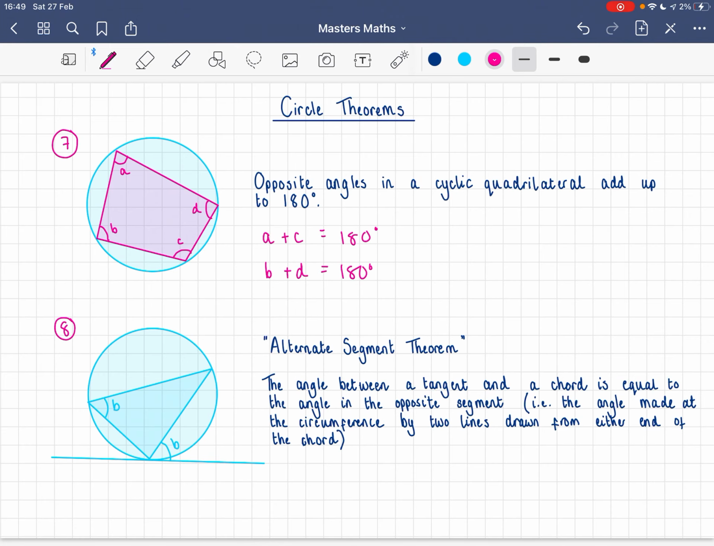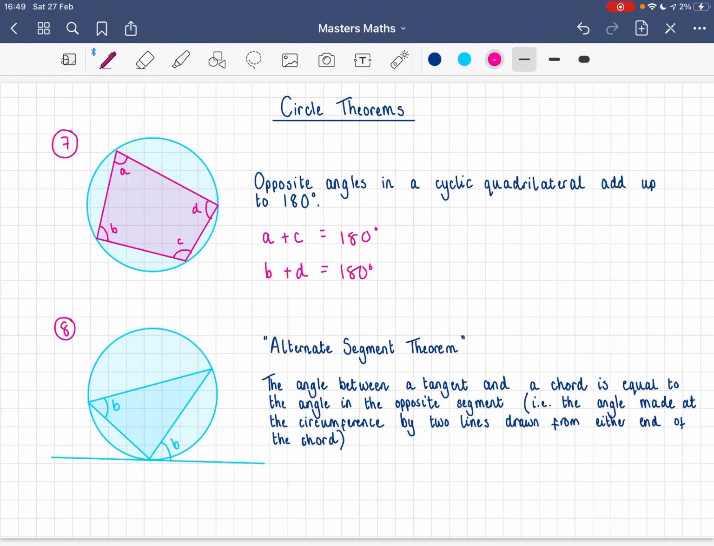So opposite angles in a cyclic quadrilateral, it is really important that it is a true cyclic quadrilateral and that all 4 vertices or all 4 corners of your shape are touching the circumference of your circle. Otherwise, this doesn't work. But as long as it is a true cyclic quadrilateral, the opposite angles will always add up to 180. Okay, we're nearly there.